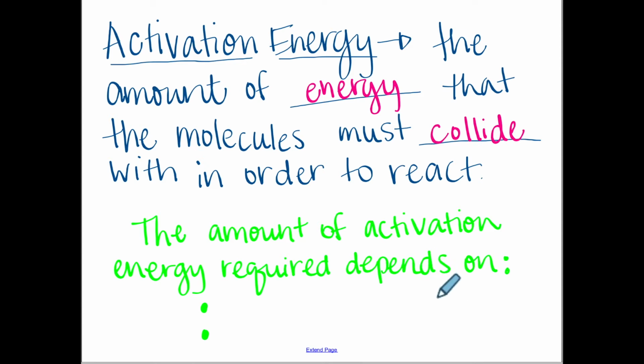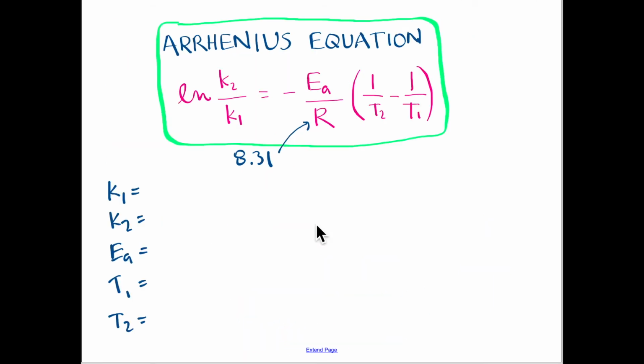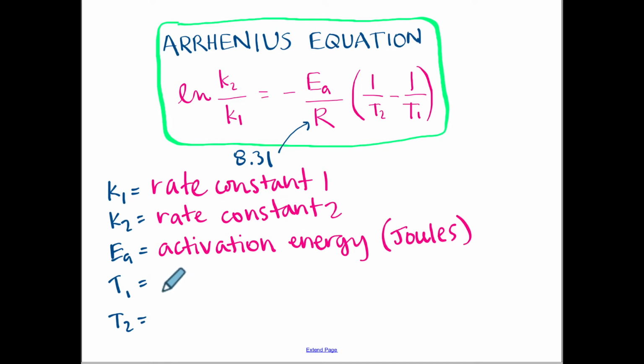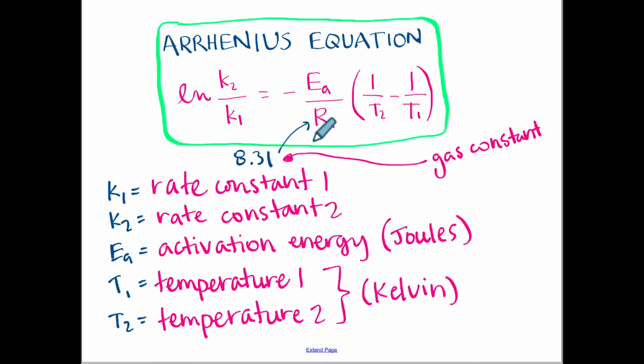The amount of activation energy required depends on many variables, but two of the most important are the rate constant and the temperature. For the next few problems, we will use this equation. K1 stands for rate constant 1, K2 stands for rate constant 2, EA stands for the activation energy, which has to be in joules. T1 stands for temperature 1, T2 stands for temperature 2, and both of the temperatures have to be in Kelvin. And then this number, 8.31, is the gas constant, and it goes in for R.